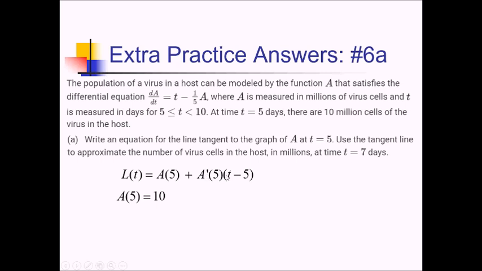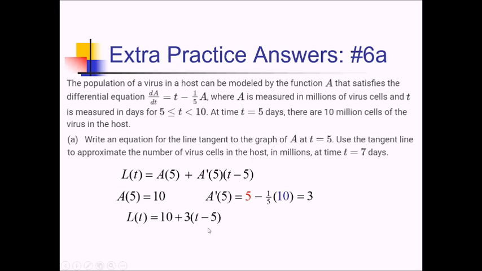And then A prime of 5, well, for that we're going to have to go to this differential equation and actually take the derivative, or use the derivative. We already have the derivative. So if I'm plugging 5 into this equation here, I'm plugging in 5 for t, and for A I have to plug in the A value when t is 5. So that A value again was 10. So I'm doing 5 minus 1/5 of 10 in that differential equation. And that's going to come out to, let's see, 5 minus 2, which is 3. So when the dust settles then, I've got 10 plus 3 times t minus 5.